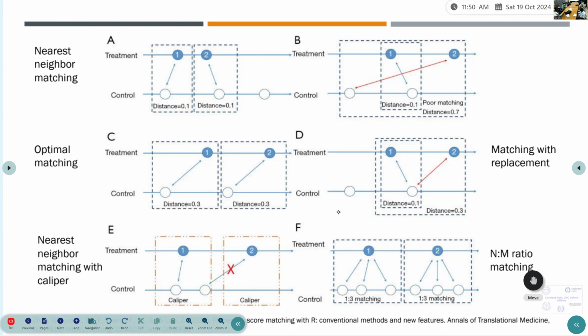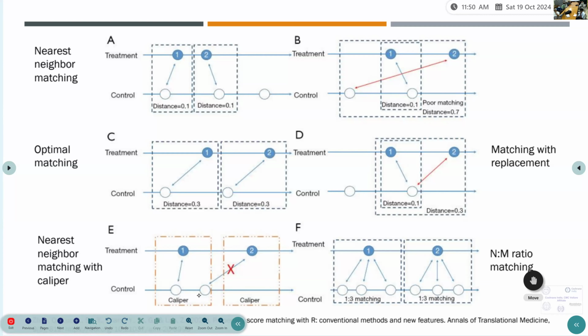If you want to include nearest neighbors, but make sure that the neighbor is not too far, then we can do nearest neighbor matching with a caliper. So we can define a certain limit within which the match has to lie. So 1 can be matched here with this control, but 2 cannot be matched here, even though this may be the nearest control, because it lies outside our caliper.